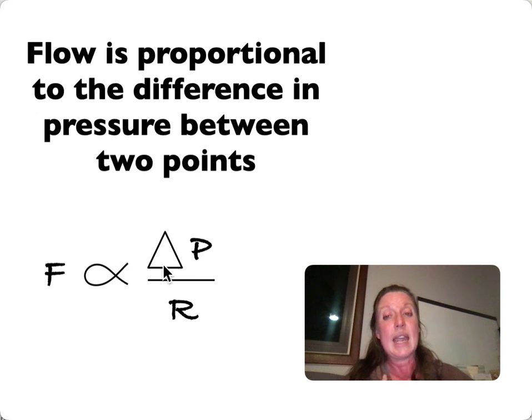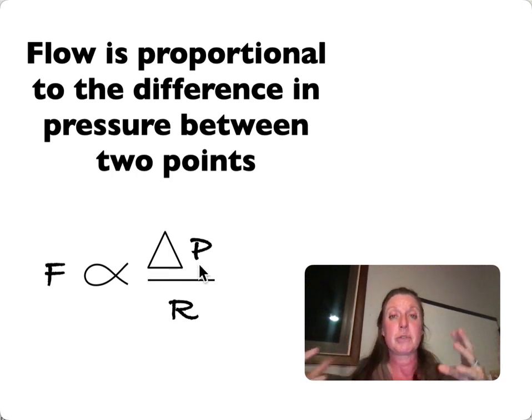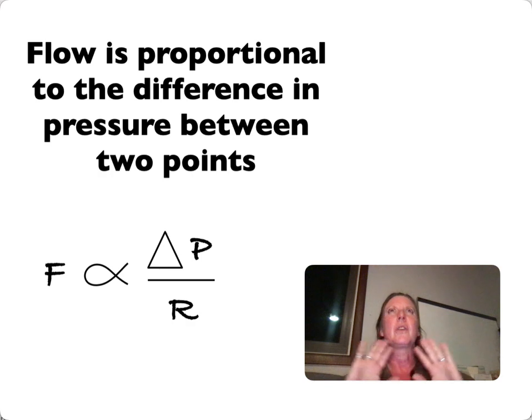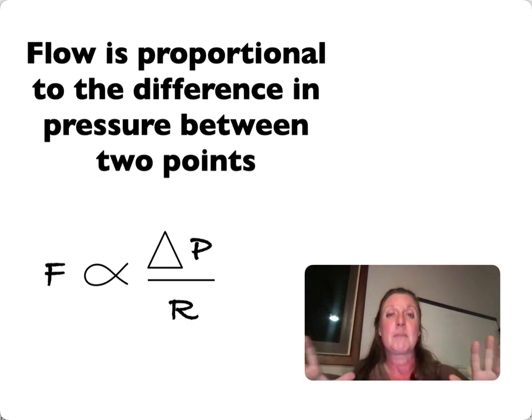This triangle here is the Greek letter delta, which means difference. So delta P means the difference in pressure between two places. So let's stop a moment and see if we can make sense of what this is saying.